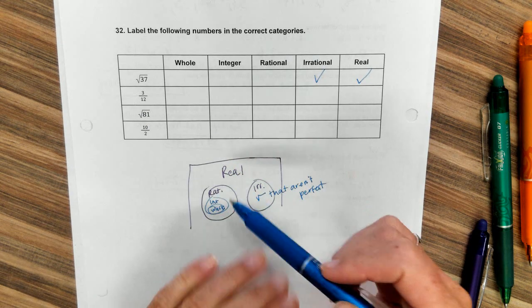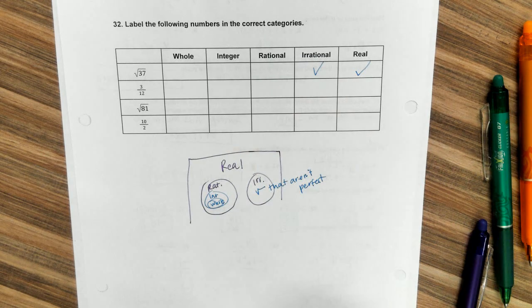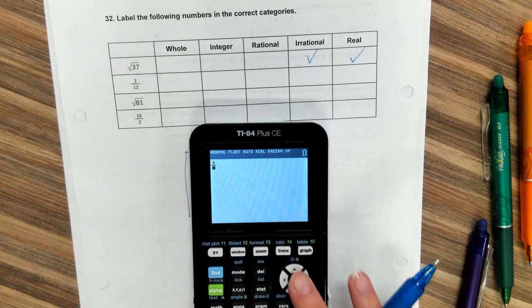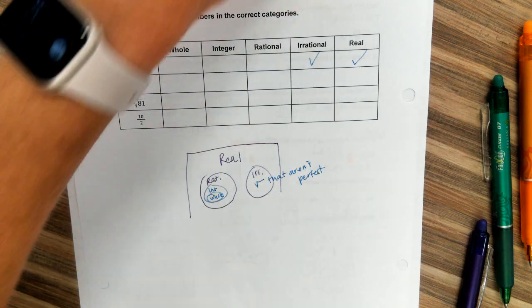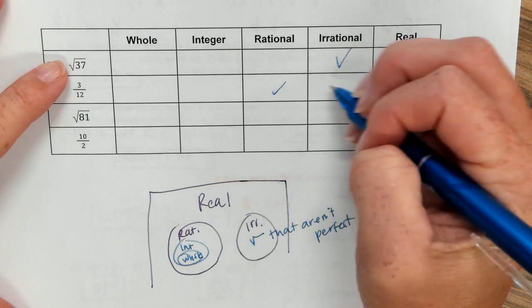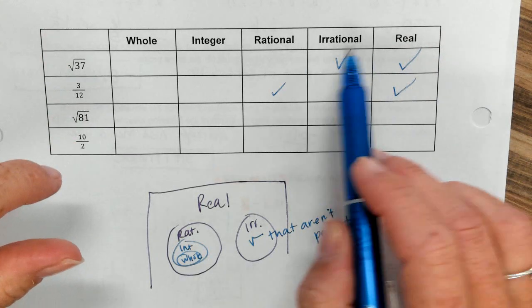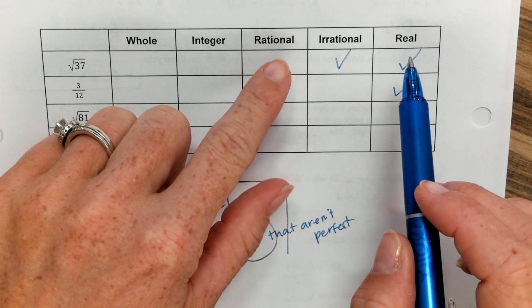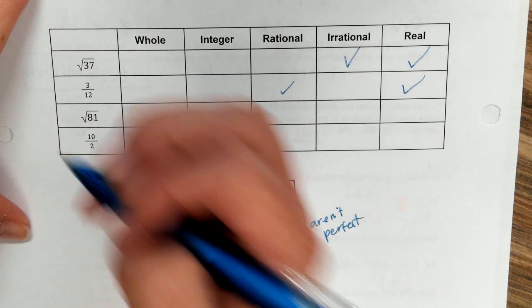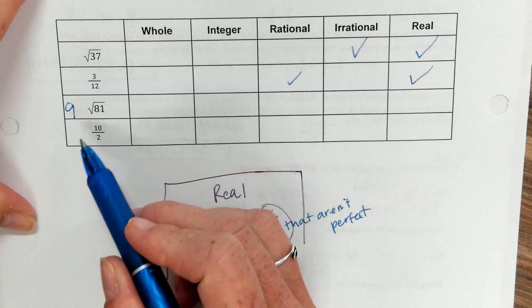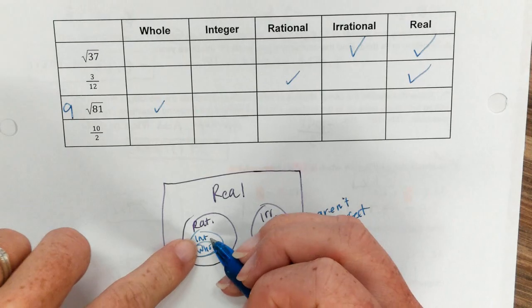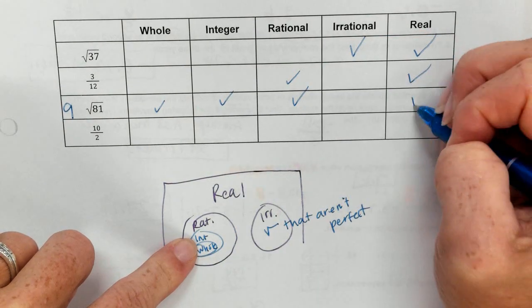3/12 is a fraction, so automatically it's not irrational. 3/12 actually simplifies. If you don't know, go to alpha y equals 3 over 12, and it simplifies to a fourth. Well, a fourth is not whole, it's not an integer, but it is rational and it is real. And be careful, because I mixed these up compared to your assignment from the other night, because I think real was right here. The square root of 81 is perfect. The square root of 81 is actually 9. And 9 is a whole number. So we go here. So it'd be whole. If it's whole, it's an integer, it's rational, and it's real.